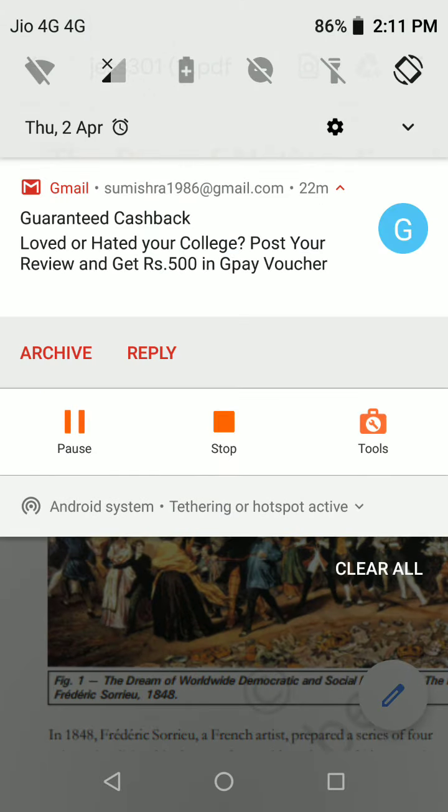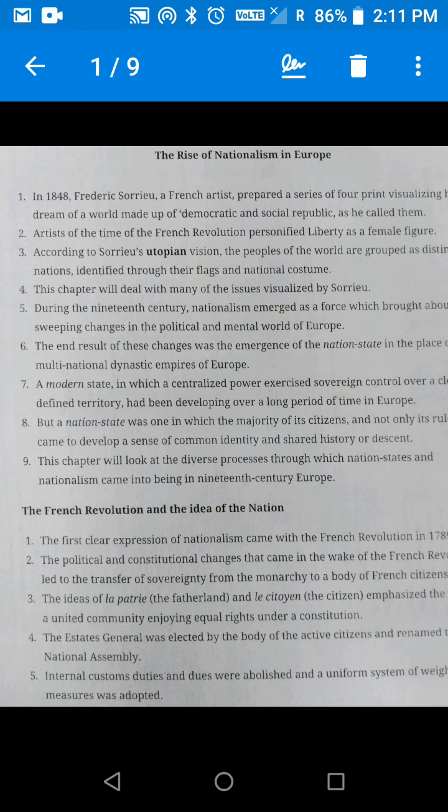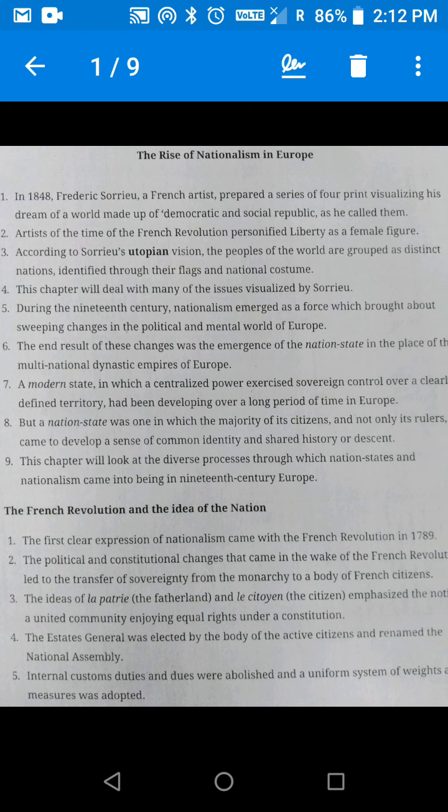Now let's make short notes of this particular part. You can note it down from the screen. First one is 1848. Frederic Sorrieu, a French artist, prepared a series of four prints visualizing his dream of a world made up of democratic and social republics, as he called them.